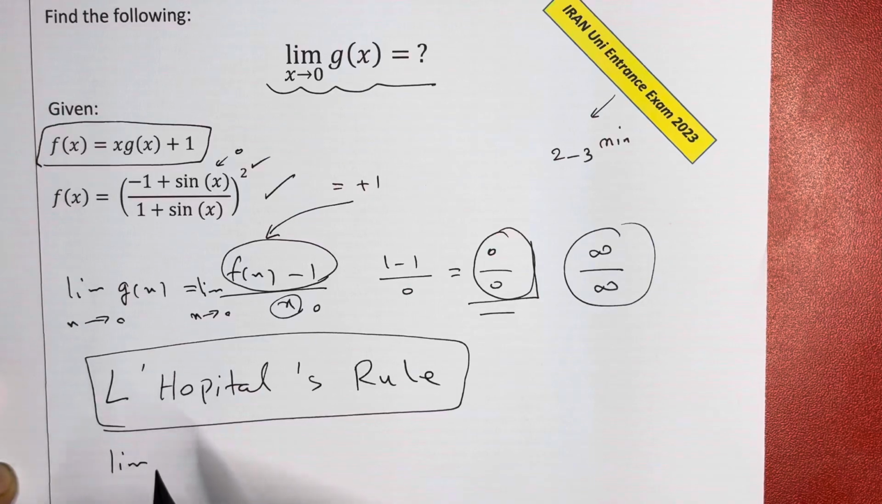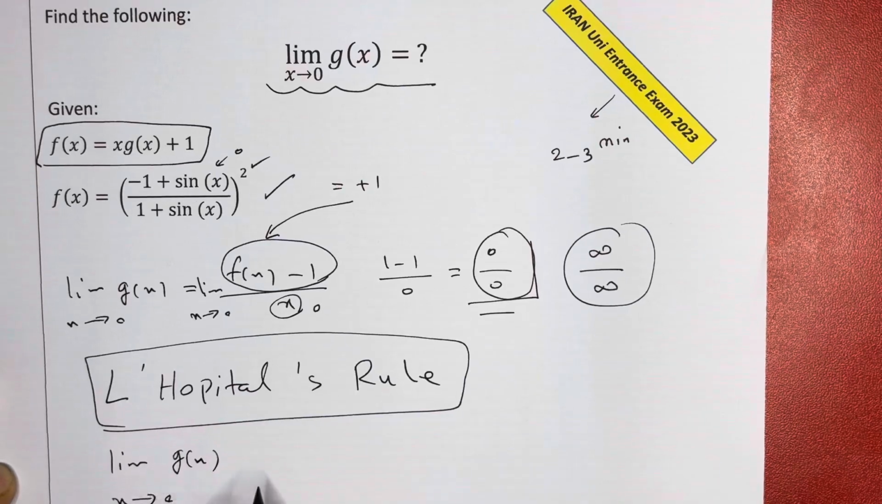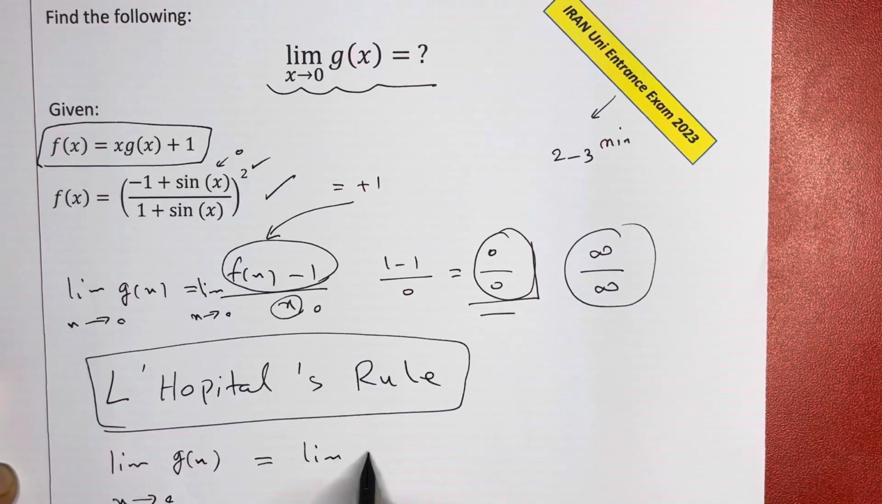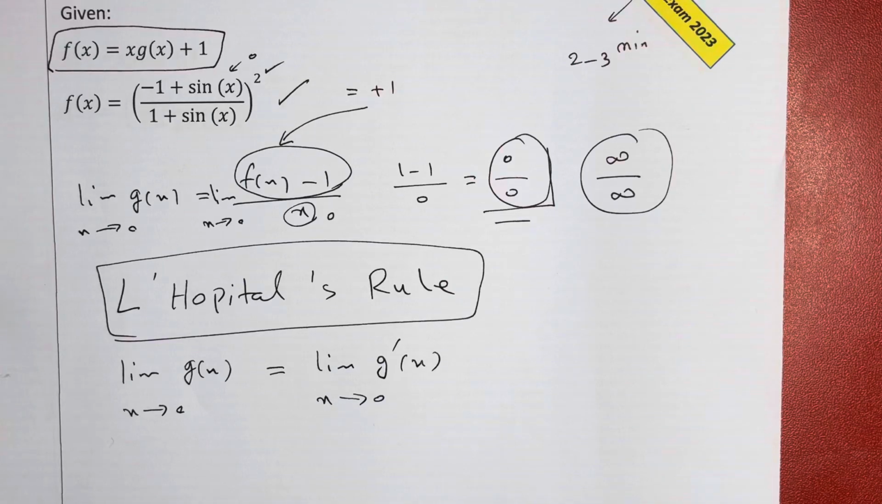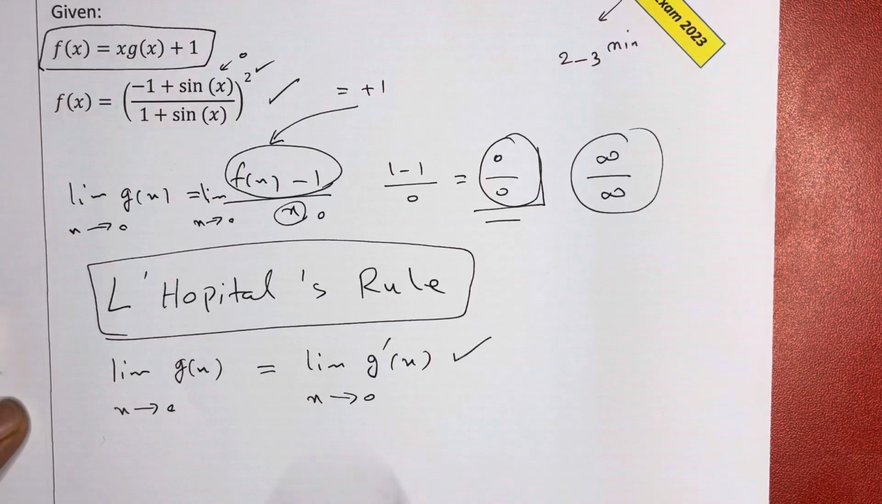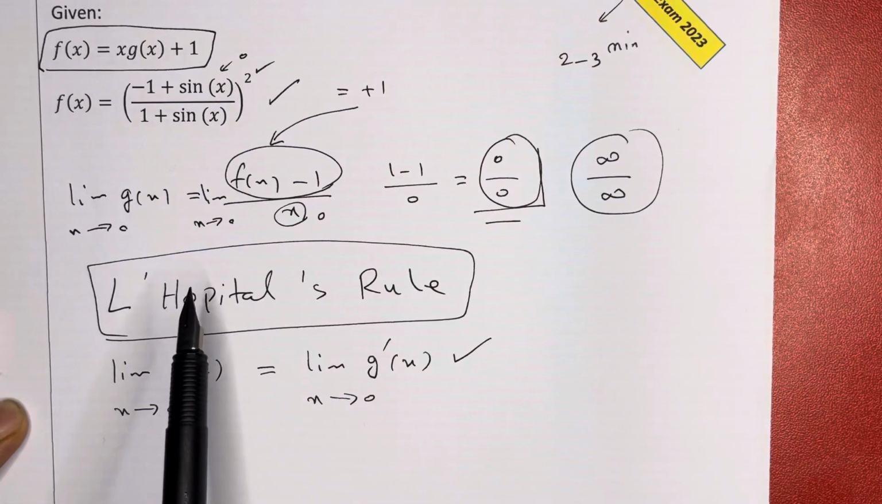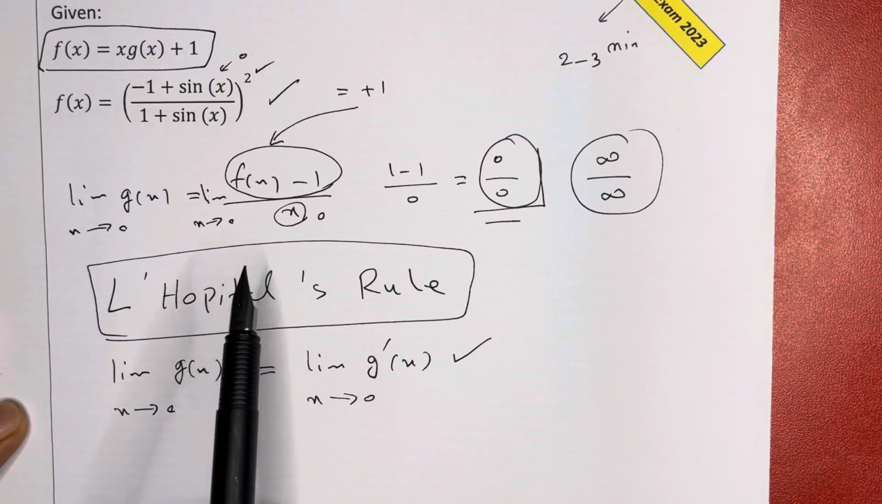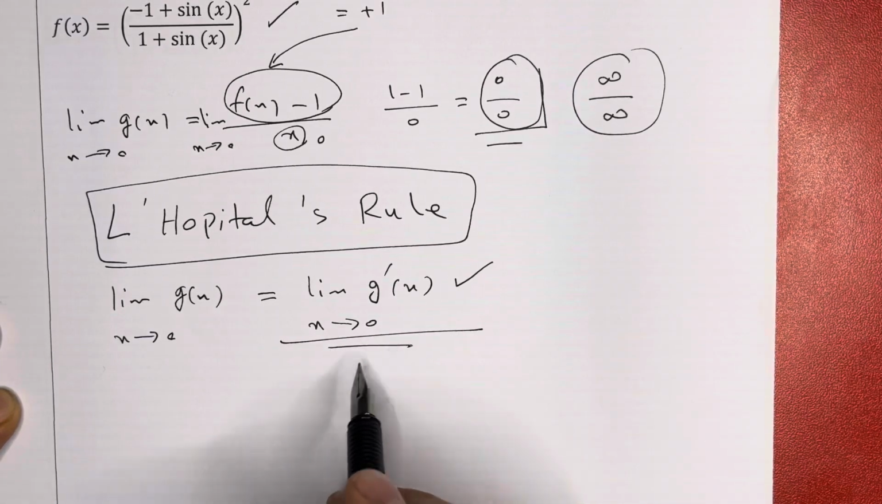the limit of the function, for example g of x as x goes to 0, is going to be the limit of g prime of x when x goes to 0. So x in general goes to anything, right? But in this scenario, x goes to 0. That means this makes our job easier. Why? Because g of x is (f of x minus 1) divided by x. Now take a derivative with respect to x.